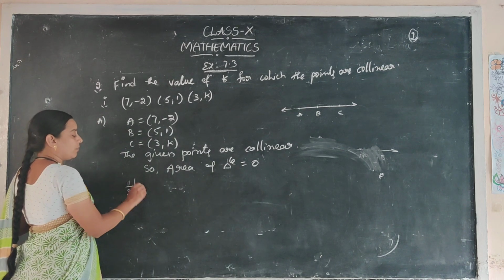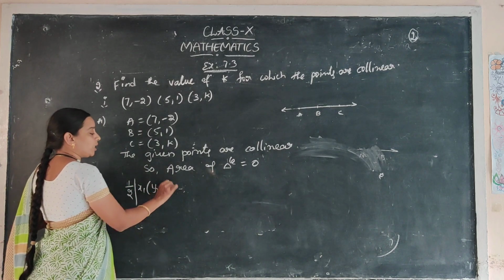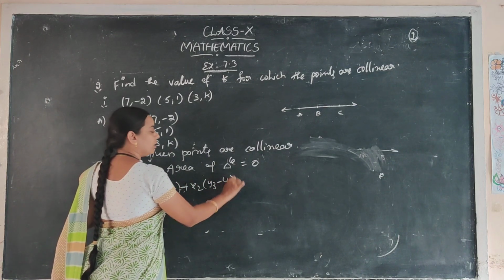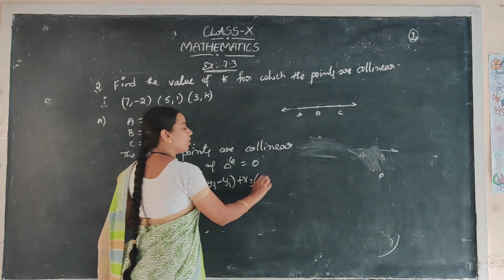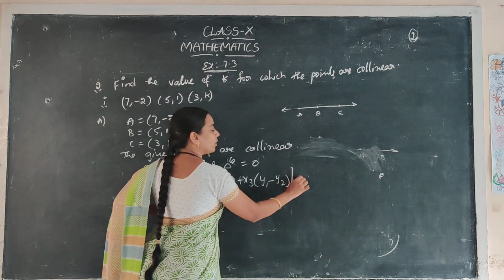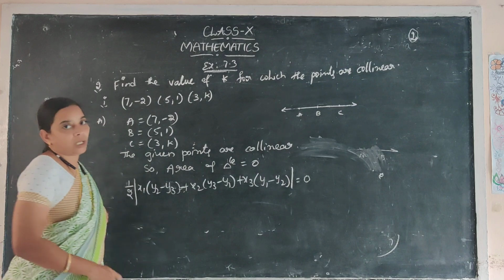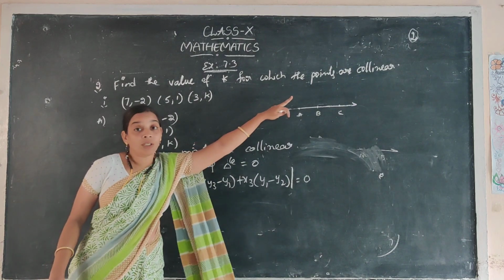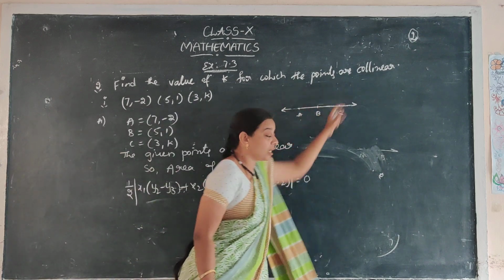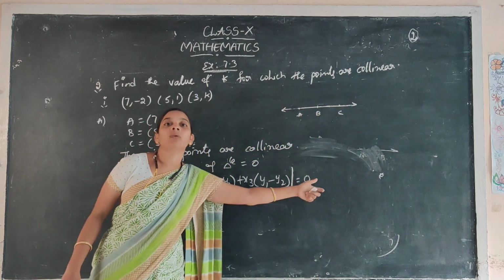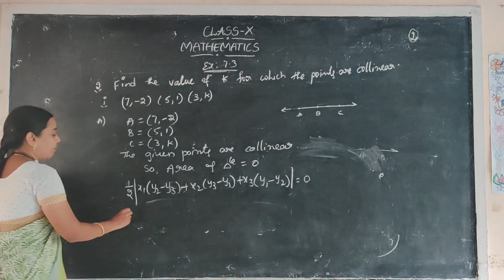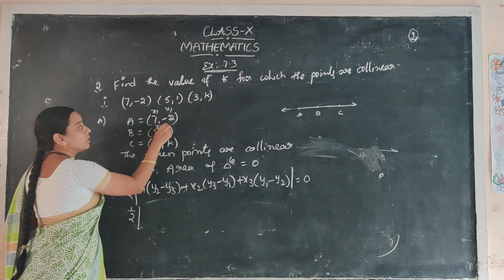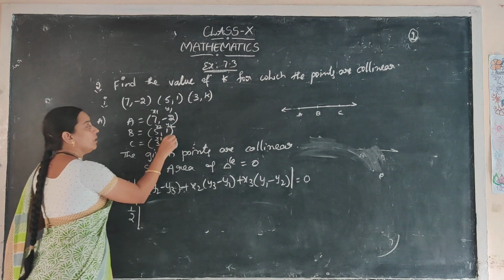What is that? Half of x1 times (y2 minus y3) plus x2 times (y3 minus y1) plus x3 times (y1 minus y2) is equal to 0. Before, in the earlier Roman, we used only this formula, but here collinear is there, so that's why we have to put it equal to 0. Now substitute here: this is x1 y1, x2 y2, x3 y3.